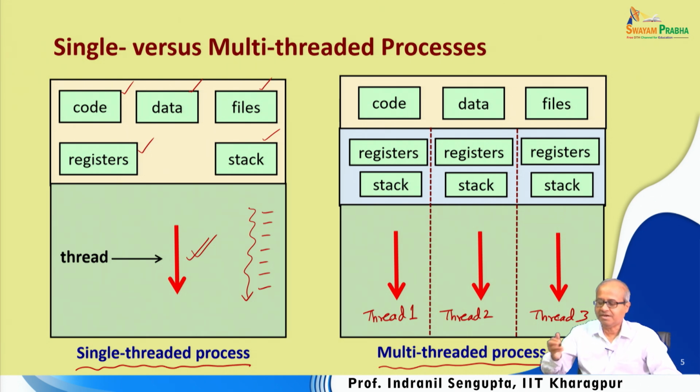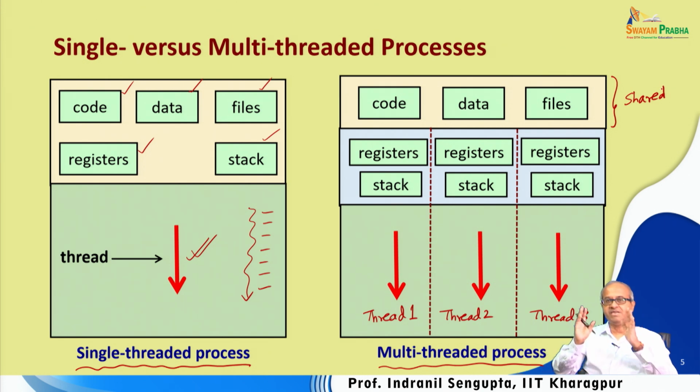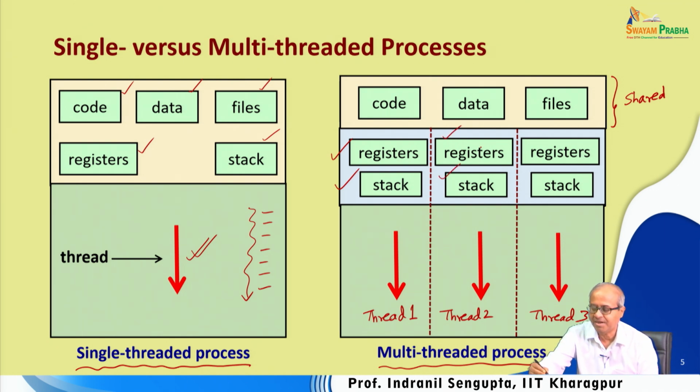But the point to note is that you see the first part on top, this part, this is something which is shared. All the 3 threads share the code, share the data, share all open files and stuff like that. Everything is shared. So, whenever you move from one thread to another, you need not change the code or data or files, they remain the same. But the things that differ will be the registers and the stack.